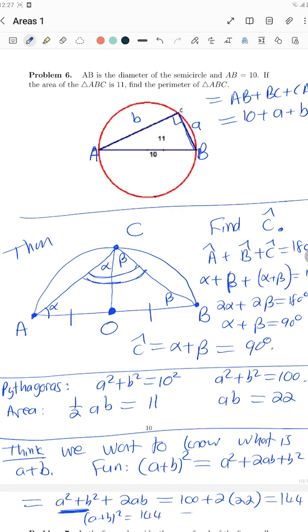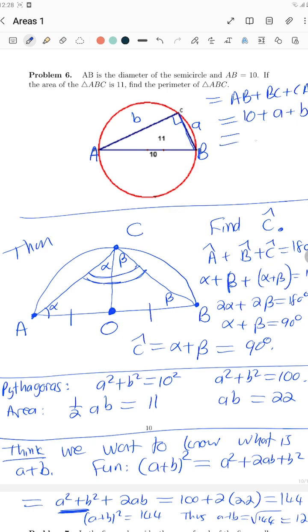So thus, a plus b is equal to the square root of 144, and I hope you can do it without a calculator. The square root of 144 works out to be 12. And so by working out what (a plus b) squared is, and finding that it's 144, we managed to find out what a plus b is. Without knowing what a or b could be, we know that a plus b is 12.